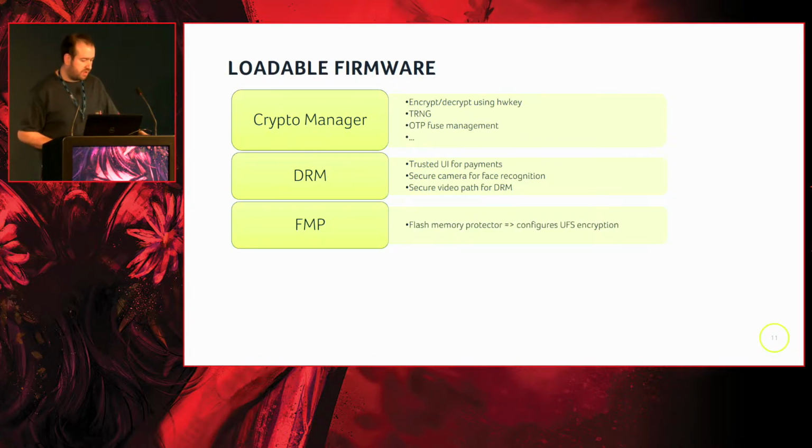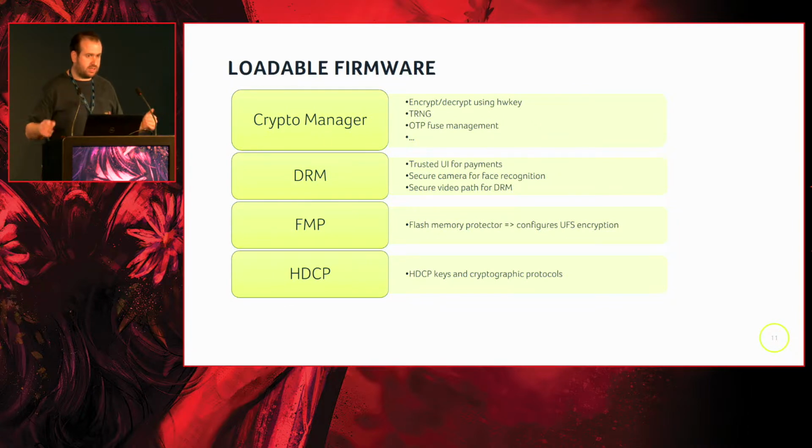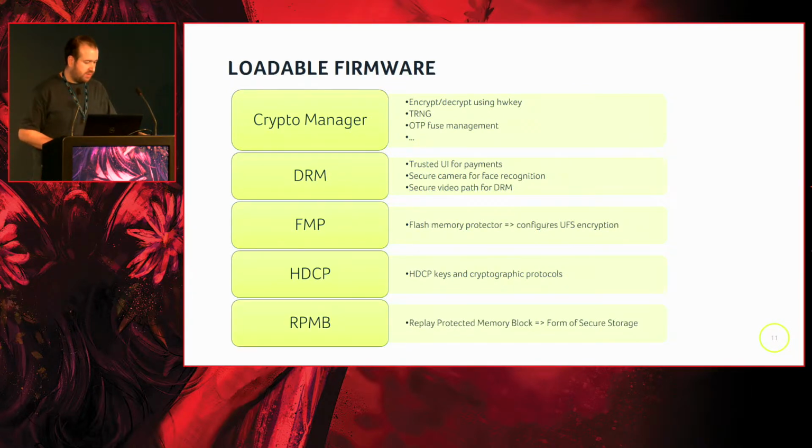We have the flash memory protector, used for transparent flash encryption. HDCP, which is the cryptographic component of HDMI. And RPMB, which is some form of secure storage that is implemented on the flash.